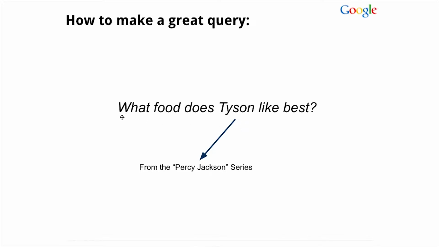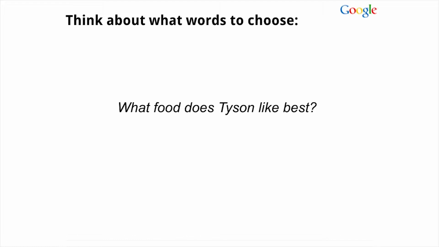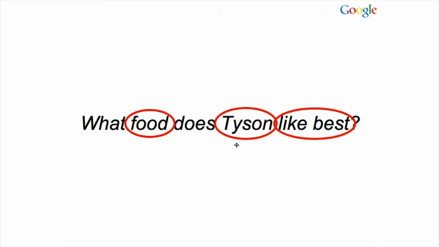So we go to Google and we search, what food does Tyson like best? And we come up with, Tyson Foods looks like a steal at current levels. How does Tyson Foods boost returns? Tyson Foods jobs. Not very helpful. So that means we had really bad keywords. Let's go back and rephrase these a bit. Let's look at, what food does Tyson like best? Well, when we pull out keywords, we might get food, Tyson, and like best. Those are all very critical. Is "what" important to what we're searching for? Not really. And "does" is also not important for what we're searching for.